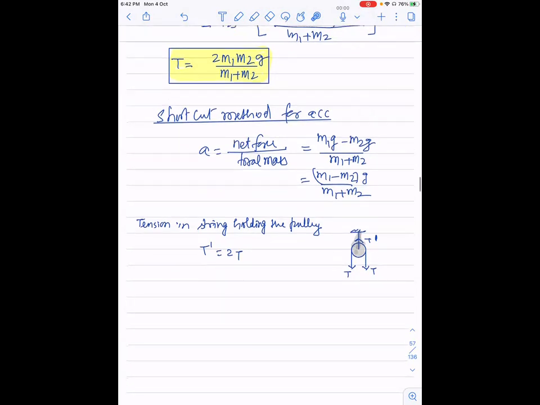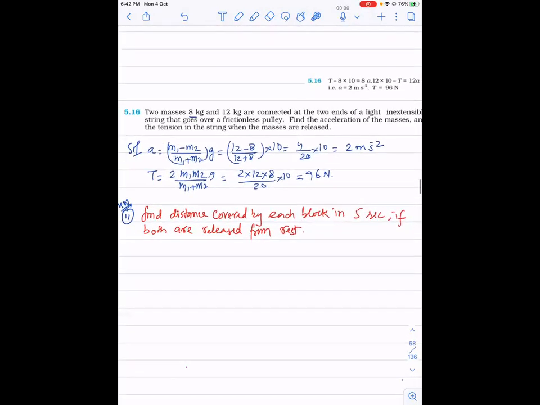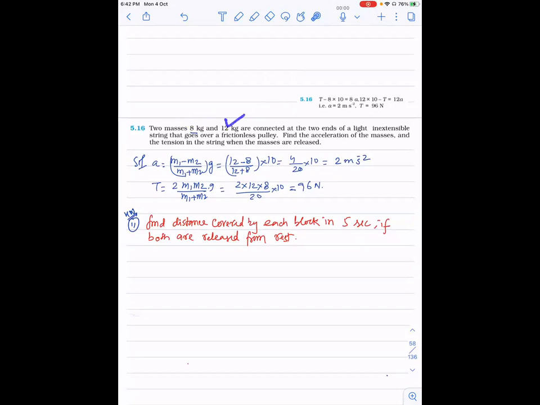All right. Now we can solve this question. One block is 8 kg, the other is 12 kg. Take the bigger one as M1, irrespective of left and right. Whichever side it is on, it will go down. The bigger block will pull the other block, so we take 12 as M1. Putting the values in the formula, we get 2 meter per second square. Tension will be 2 M1 M2 g upon (M1 plus M2). Putting the value in this, we can find the tension also. If you don't remember the formula, make the two equations as we did and solve for a and T. Now, I am giving the second part of this as homework. Find the distance covered by each block in 5 seconds if both are released from rest. One will go up, the other will go down, and the distance covered will be equal. So you have to solve that in the homework. We'll see tomorrow.